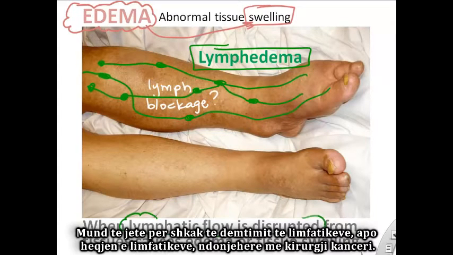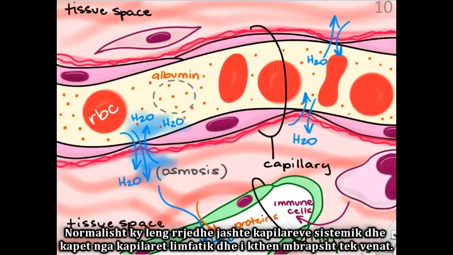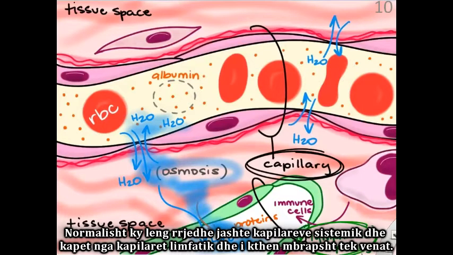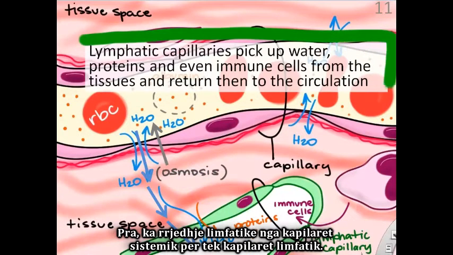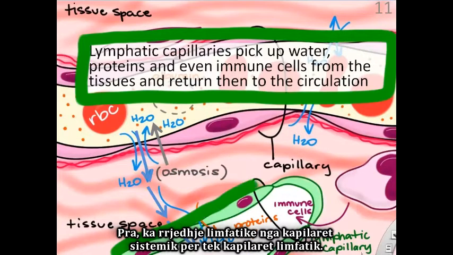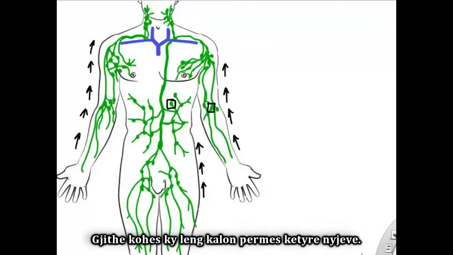It could be due to damage of the lymphatics or removal of the lymphatics, sometimes with cancer surgery. Normally, this fluid leaks out of our systemic capillaries and is picked up by our lymphatic capillaries and circulated back to our veins. So there's a lymphatic flow from your systemic capillaries to your lymphatic capillaries. Along the way, the lymph fluid goes through these nodes.